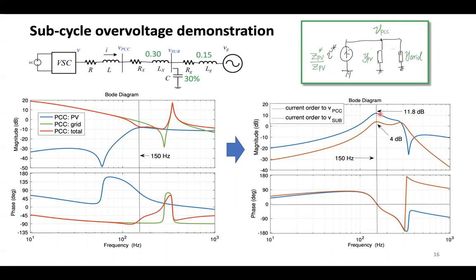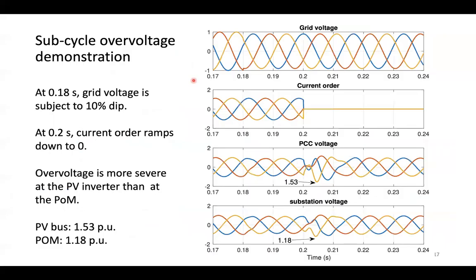We can see the peak is at about 180 Hertz or 150 Hertz, 11.8 dB. And current order to the substation voltage is about 4 dB. So that's a big difference, not super huge, but 7 dB. That's pretty significant. So if I ramp down the current order, I should expect to see much more severe overvoltage at the PCC voltage instead of the substation. And by the way, I have given the parameters for the impedance and the shunt compensation here.